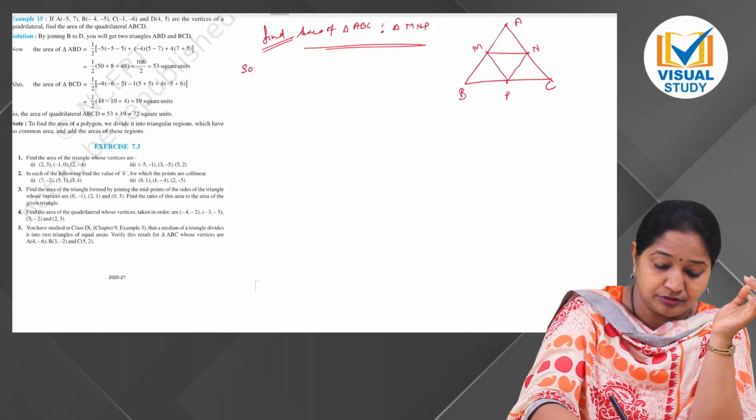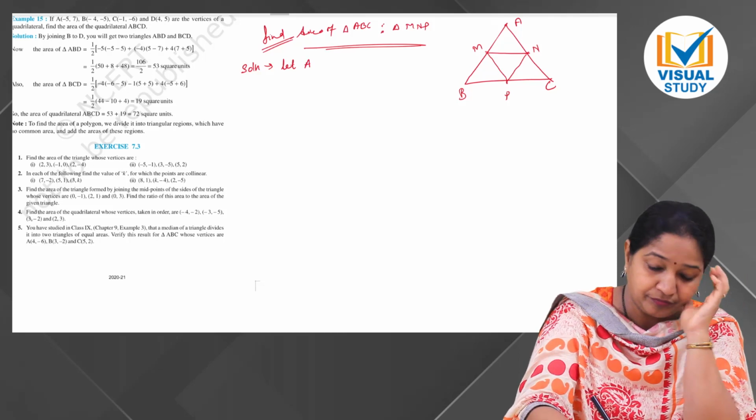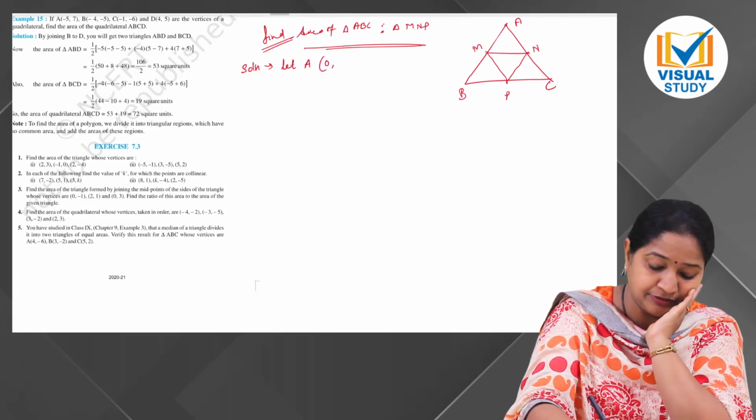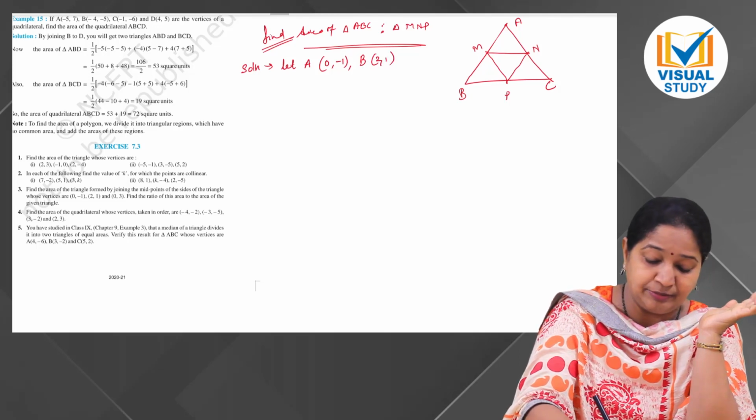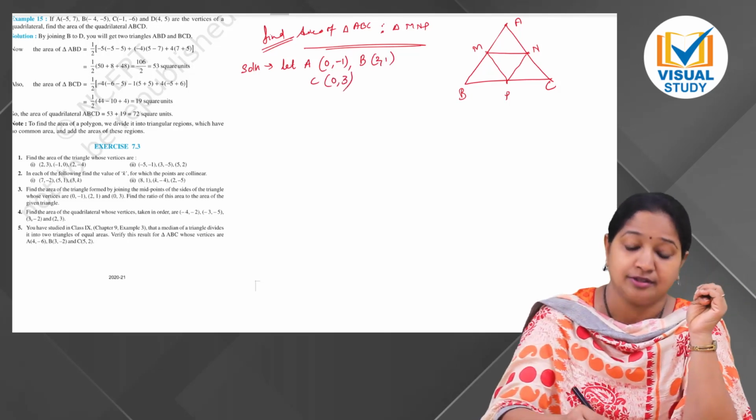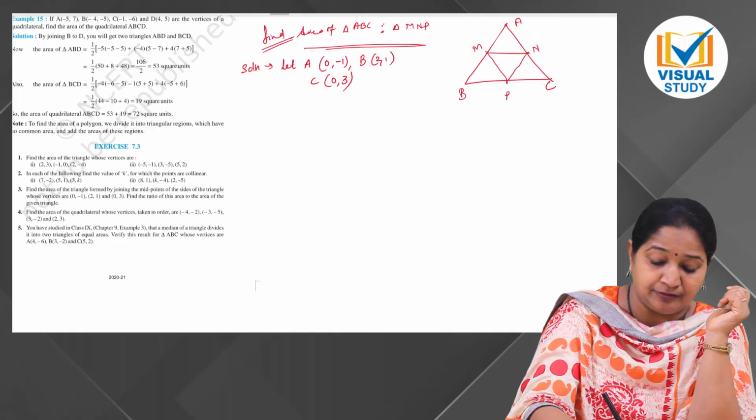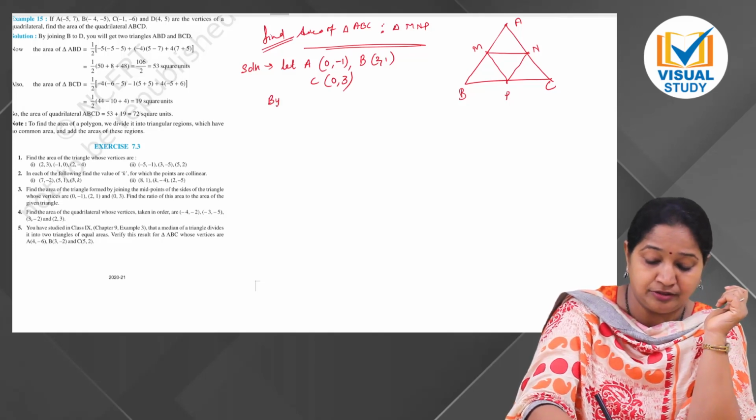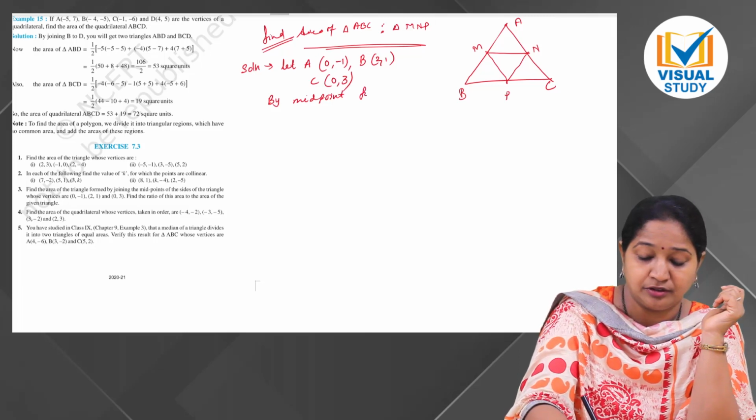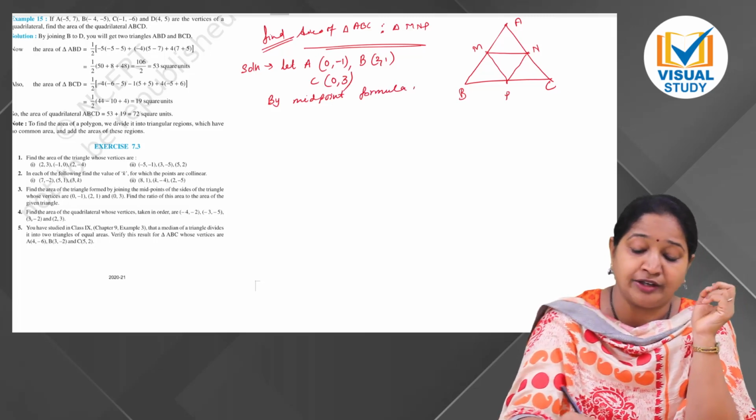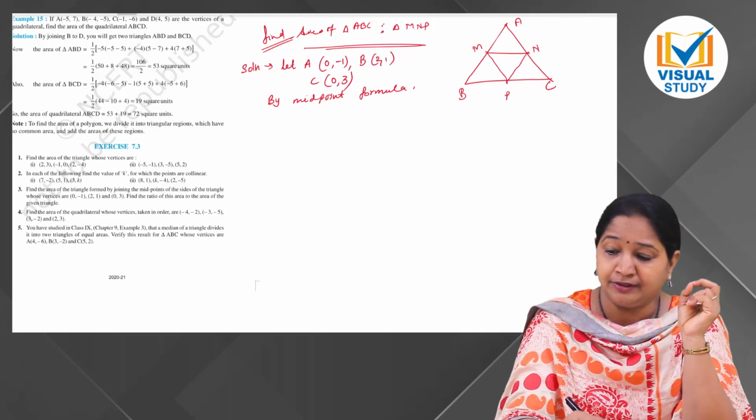Solution. Let A be 0, minus 1, B be 2, 1, and C be 0, 3. Okay. By the midpoint formula, what you are going to find out? M, N and P.